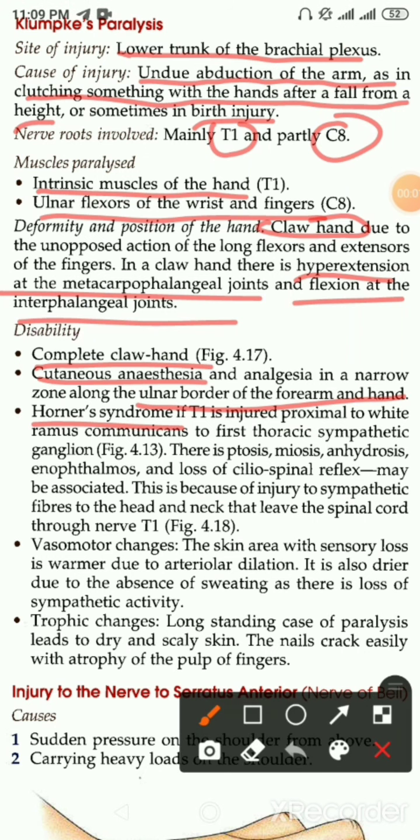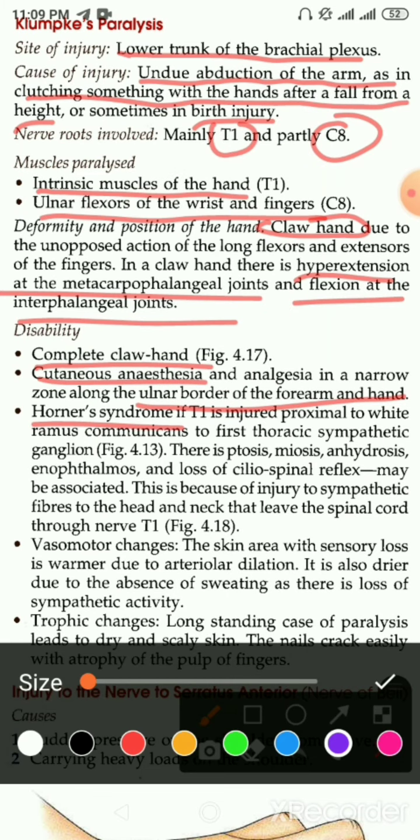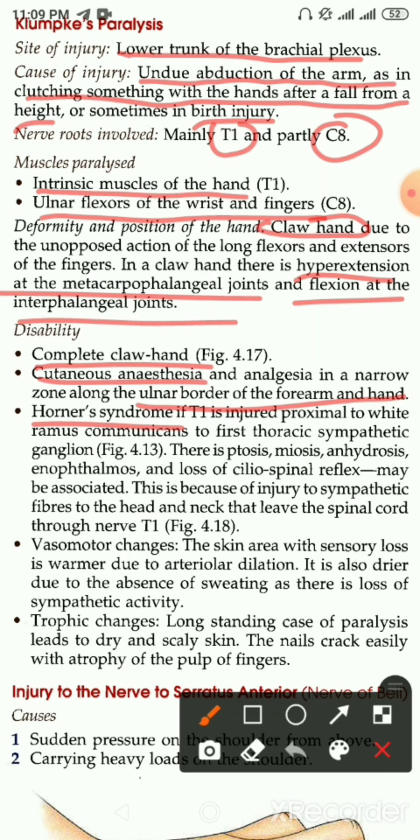Now let's learn about another clinical condition called Klumpke's paralysis. We already told you about Erb's paralysis, that the injury occurs in the upper trunk of the brachial plexus. But in Klumpke's paralysis, the injury occurs in the lower trunk of the brachial plexus. What are the causes of injury? The undue abduction of the arm, as in clutching something with the hands after a fall from a height, and sometimes seen in birth injury.